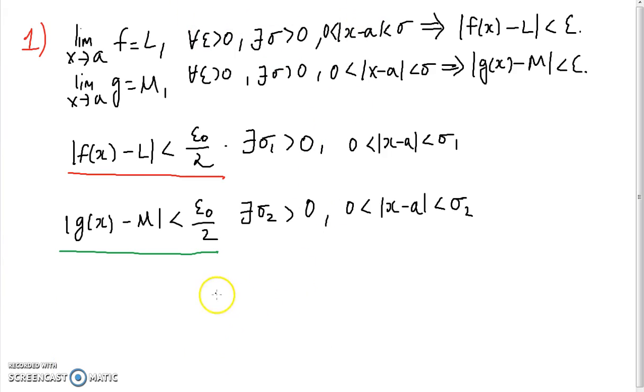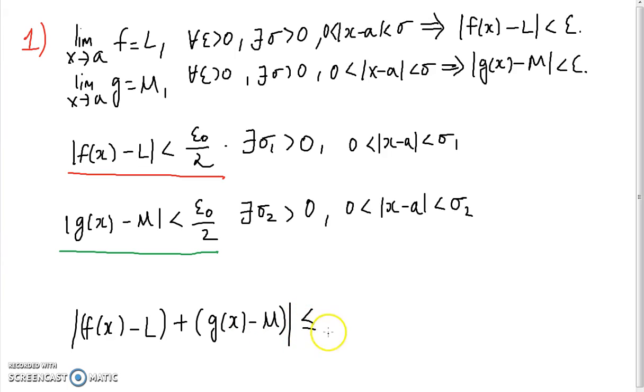But we will take that as a fact for now. So let's take a look at |f(x) − L| + |g(x) − m|. Well, the absolute value of all of this, by the triangle inequality which we've previously stated, is less than or equal to the absolute value of f(x) − L plus the absolute value of g(x) − m.